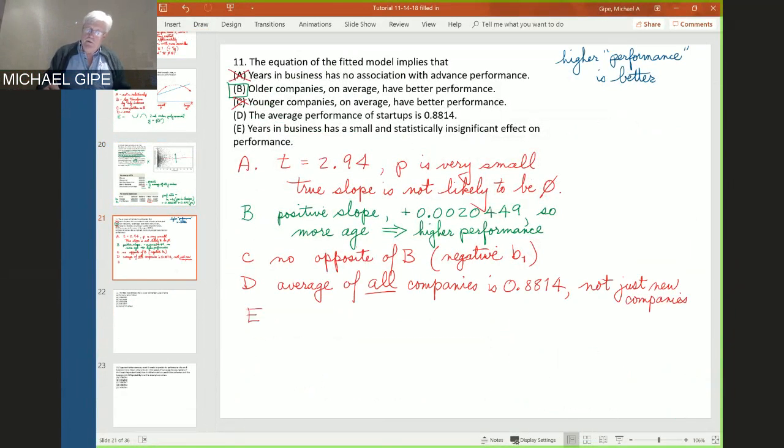So that one's not correct. How about E? The equation implies that the years in business has a small and statistically insignificant effect on performance. Is it a small effect? Yes.